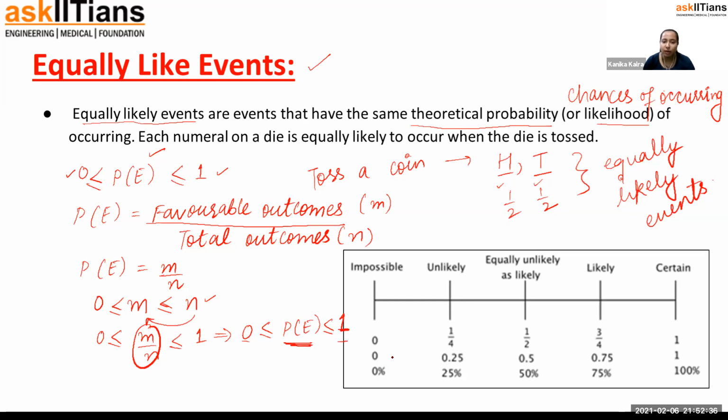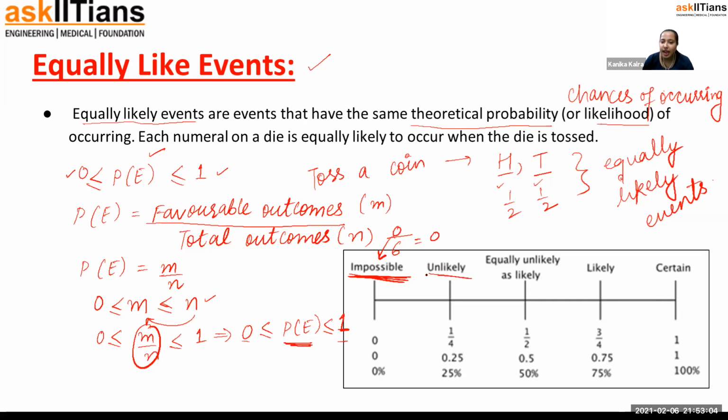When the probability of an event is 0, it is known as an impossible event. Reason being, for example, let's say if we roll a die, probability of getting a 7 on a die, that's impossible, right? So favorable outcomes would be 0 divided by total outcomes, which are 6. So in this case, probability would be 0. That means it's an impossible outcome.